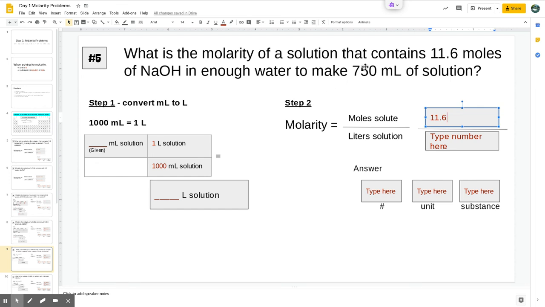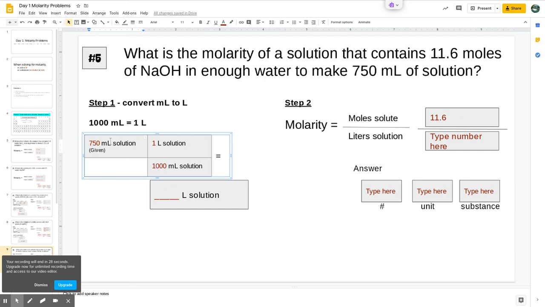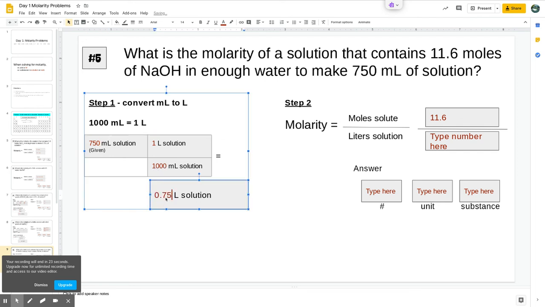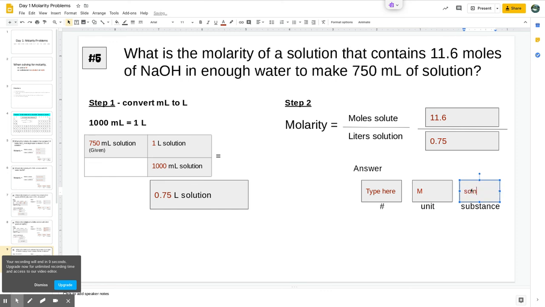On this one, you're going to take your 750 milliliters, and you need to change that into liters. So it's 750 divided by 1,000. That's going to be 0.75. You can plug in 0.75 up here. Just do 11.6 divided by 0.75. Answer goes here. Unit, still capital M. Substance, still solution. And that should be one example of each type you see in this lesson.